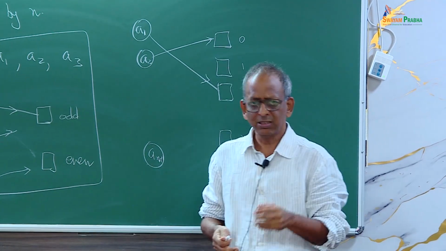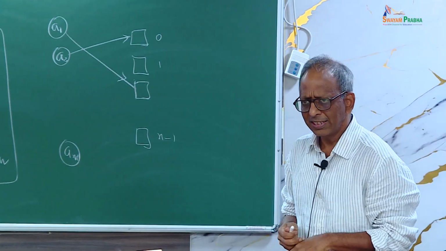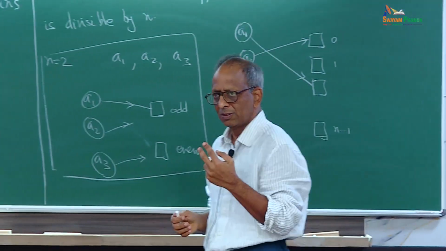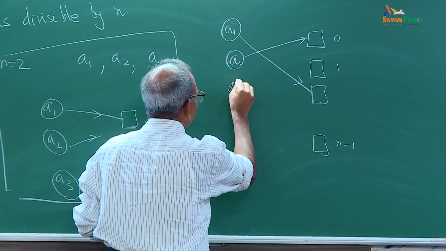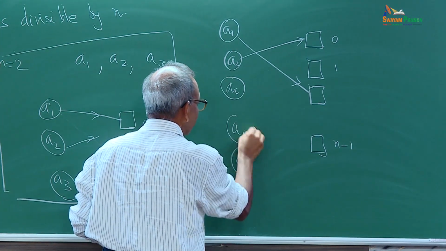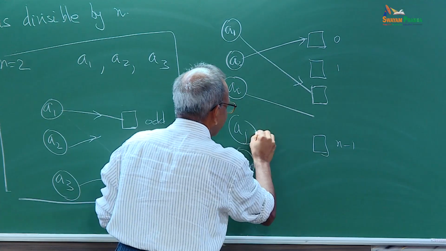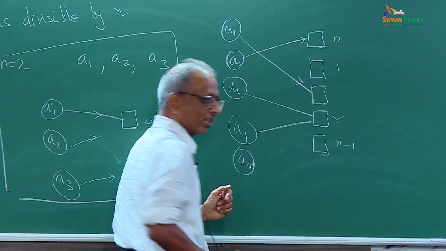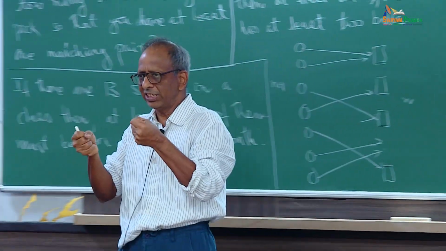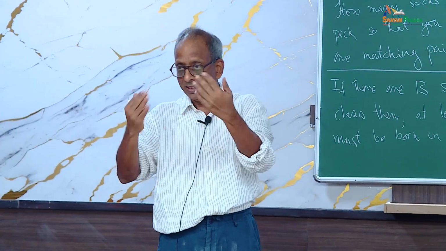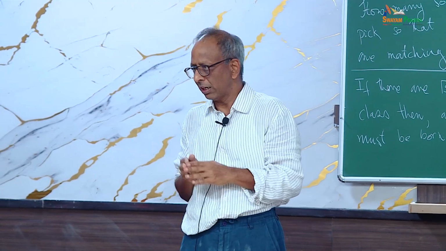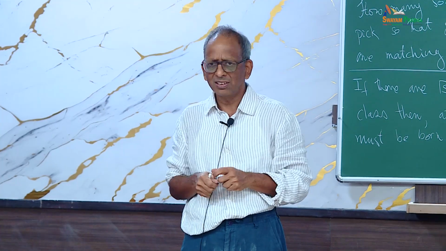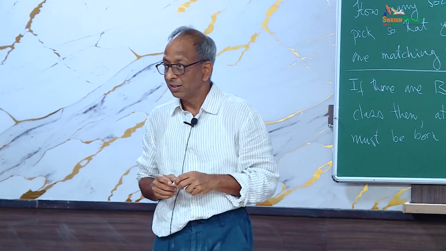That means it gives remainder 0. Yeah. Then what do we know? Two of them are connected, say AI and AJ, with I and J distinct, both connected to the same remainder R. AI and AJ, when divided by n, leave the same remainder R. What can you say about their difference? It will be divisible by n.